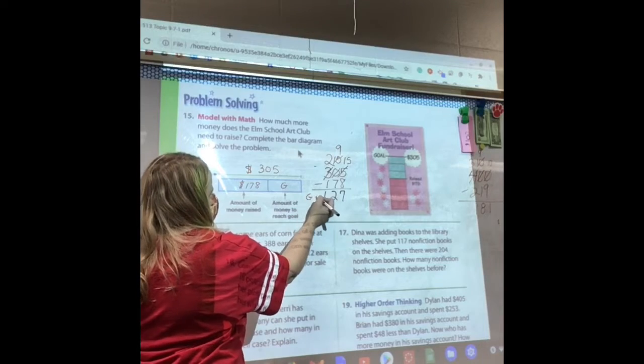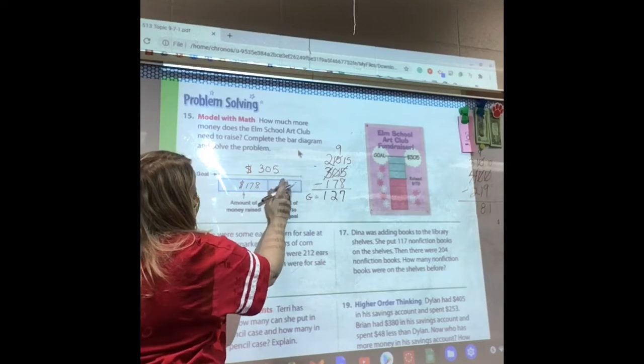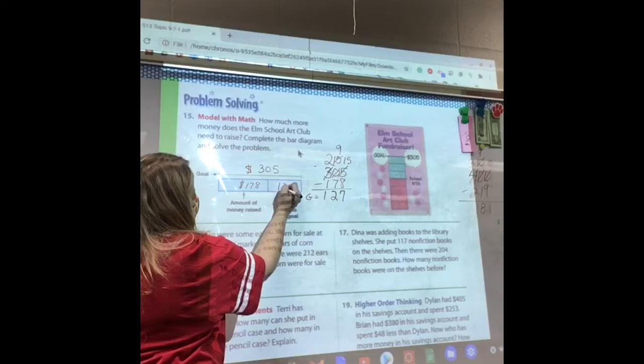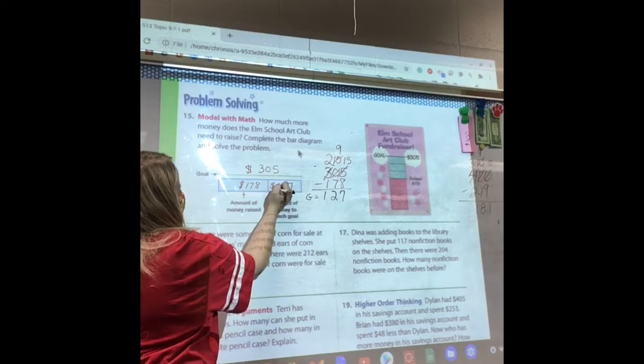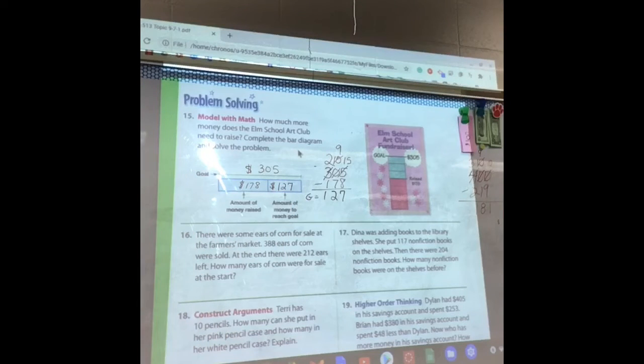127. Okay, but it asks us to complete the bar diagram, so we got to actually put that in, right? So put 127 with our dollar sign. Okay? All right, we're going to go ahead and skip down to 19.